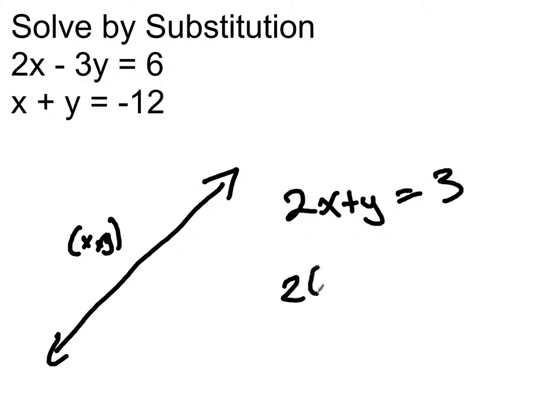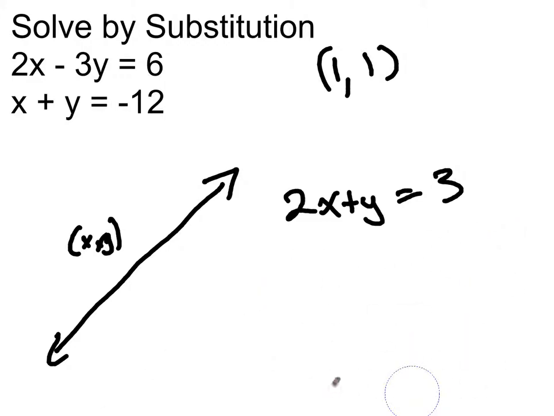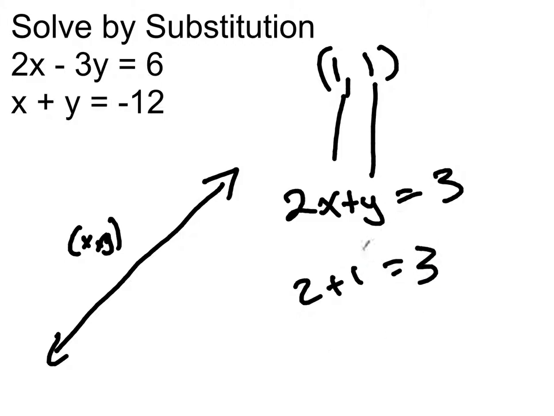So another solution would be 2 times 1 plus y equals 3. That would make y equal to 1. So another solution would be when x is 1, y is 1. If I plug in 1 for both of the variables, I get a true statement. 2 plus 1 equals 3. That's true. So when you have a line, there's an infinite number of solutions.